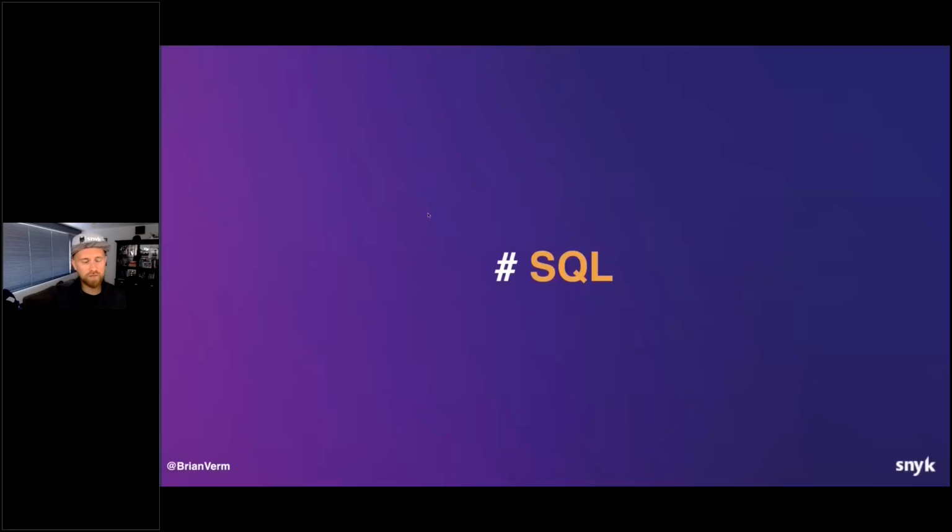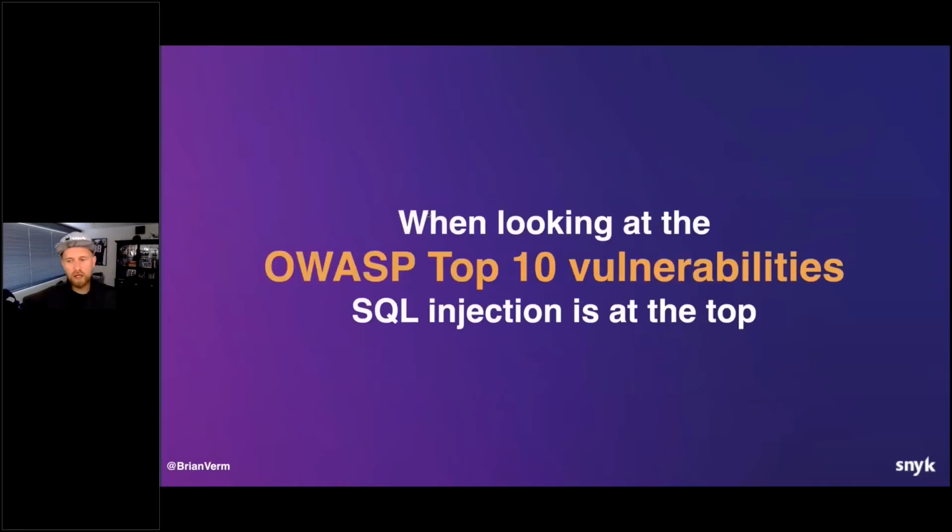So let me get into the first one, SQL injection. SQL injection is the age-old one, and hopefully it will soon be gone. But if we look at the OWASP Top 10 vulnerabilities, SQL injection is still somewhere at the top, and that is for a reason, because it still happens. Let me give you a brief explanation of what SQL injection is, how it works, and how we can prevent it.